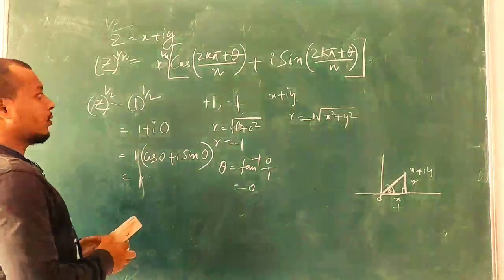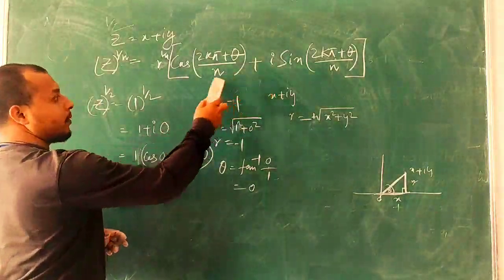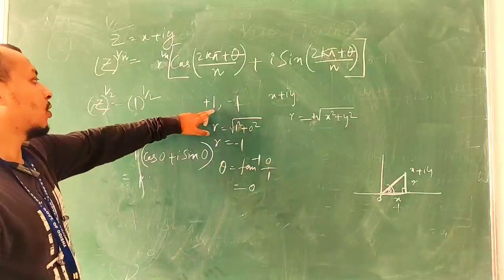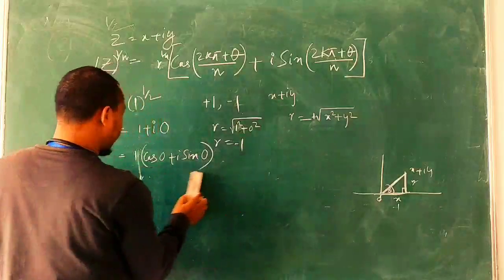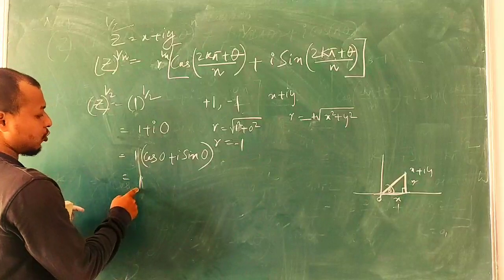So how are you going to find? By the help of this formula we can find two roots, one is plus 1 and another is minus 1. So these things we can replace like this. We know r is equal to 1.